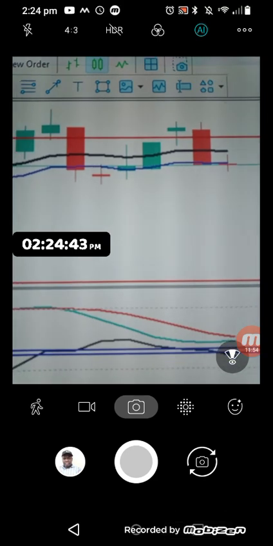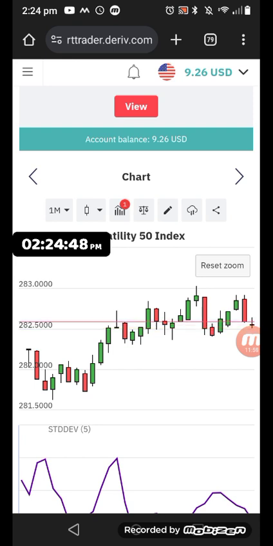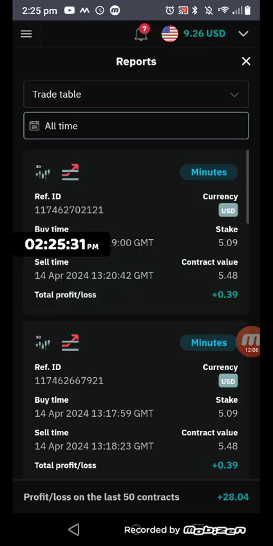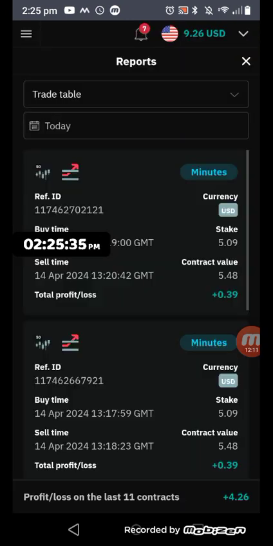So guys, let me go and show you the trade results so that you get to see all the trades we've done today. You can see today we've done how many trades? I've done 11 trades and I've made $4. I think the final one has closed. Okay, the final trade has closed.